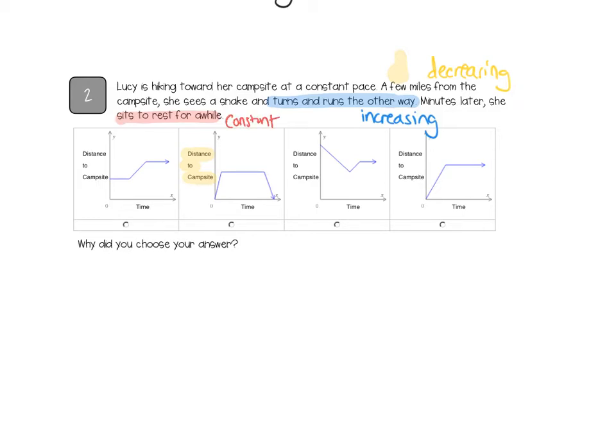So which one of the graphs shows that it's decreasing, increasing, and then constant? That would be this one. It goes down. Notice the picture. It goes down, starting first, getting closer to the campsite. And then she sees a snake and runs away from the campsite. And then she takes a rest, right? So that one was supposed to be blue. And then she takes a rest and it's at a constant pace. So that's your example of a more advanced version of the problems.